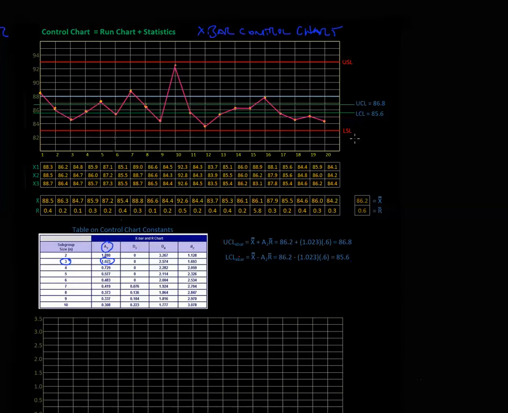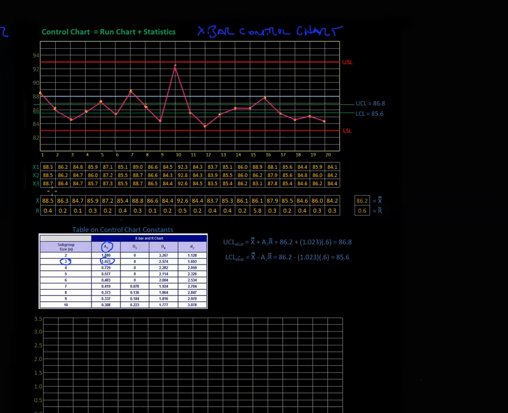Now, this is an interesting point that a lot of even quality professionals don't understand. The control chart provides a statistical test to determine if the variation from sample to sample, or subgroup to subgroup, is consistent with the variation within the sample. So let me say that again. What we're looking at here, the question we're asking is: is the variation from subgroup to subgroup, 1, 2, 3, 4, 5, etc., consistent with the variation within the sample?